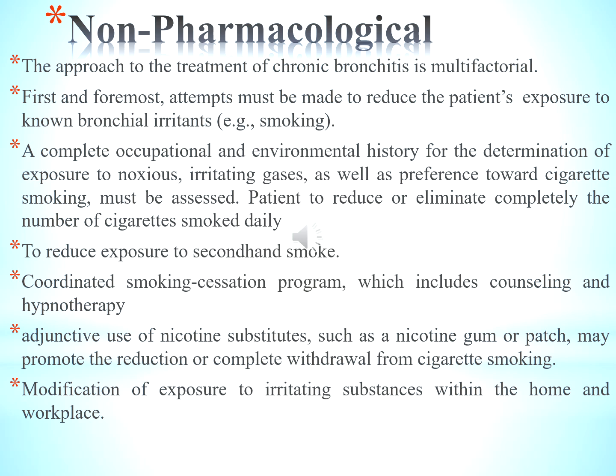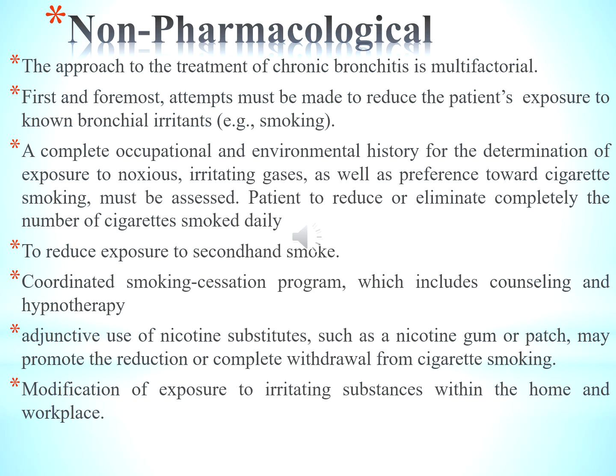First and foremost, an attempt should be made to reduce patients' exposure to bronchial irritants, that is smoking, etc. Then a complete occupational or environmental history for the determination of exposure to noxious irritating gases. Then the patient should reduce or completely eliminate the number of cigarettes smoked daily, and reduce exposure to second-hand smoke. Then a coordinated smoking cessation program, which includes counseling and hypnotherapy. Adjunctive use of nicotine substances such as nicotine gum or patches may promote the reduction or complete withdrawal of cigarette smoking. Then modification of exposure to irritating substances within the home and workplace.